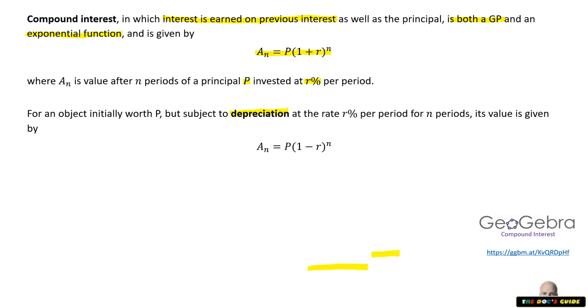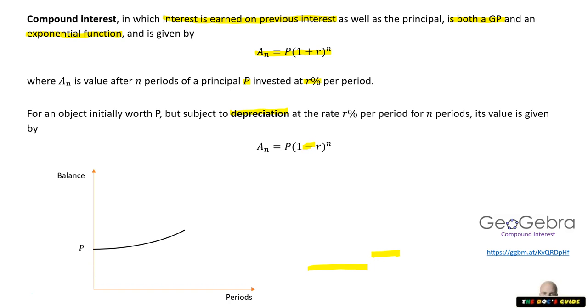Something is losing value. So the formula is exactly the same, except we've got minus the interest rate raised to the n power. So the graph of compound interest goes up exponentially. If it was actually a graph of depreciation, it would go down exponentially.